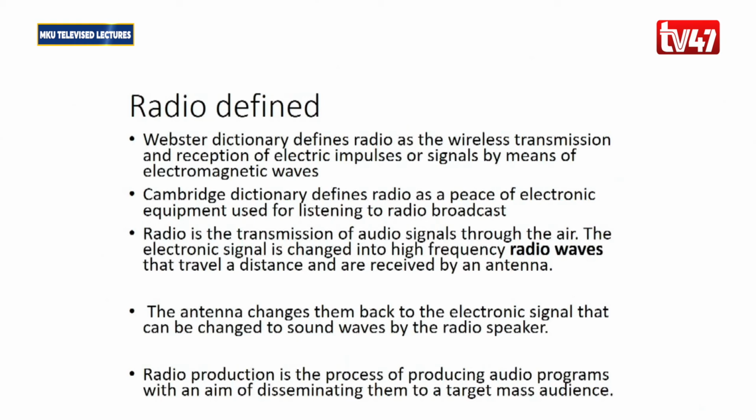So let us first start by understanding what radio is. Webster Dictionary defines radio as the wireless transmission and reception of electric impulses or signals by means of electromagnetic waves. Now, there are different ways that we can define what radio is. First, if we were to ask any of you, you'd say that radio is just that device that you are able to receive audio messages with, okay?